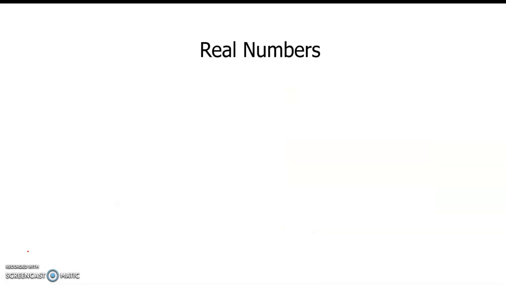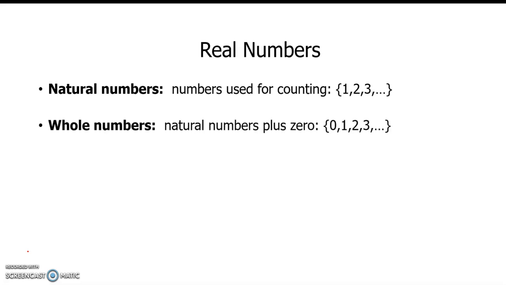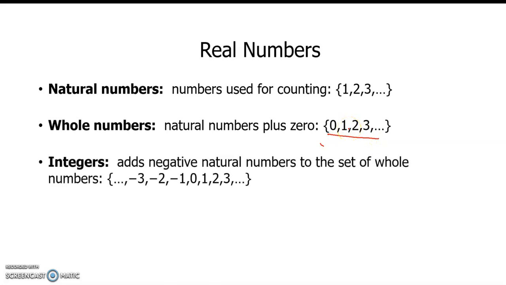Okay, so here is the most exciting part. Real numbers. We have here natural numbers, which are 1, 2, 3, used in counting. So, hindi kasali ang 0 dito. Dito siya kasali sa whole numbers. So, natural numbers plus 0 are the following. Alright, so 0, 1, 2, and 3.